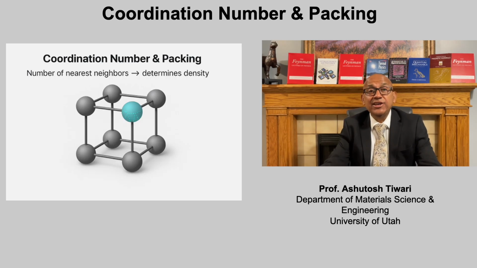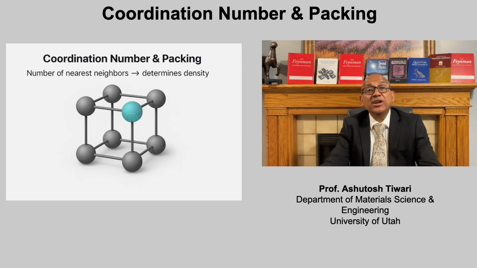Once atoms are arranged in a lattice, a natural question is how many neighbors does each atom touch? This is called the coordination number. It is a measure of local atomic environment and it strongly influences material properties. For example, in simple cubic, each atom has 6 nearest neighbors. In body-centered cubic, that number rises to 8. In face-centered cubic and hexagonal close pack, each atom touches 12 others, which represents maximum packing efficiency.